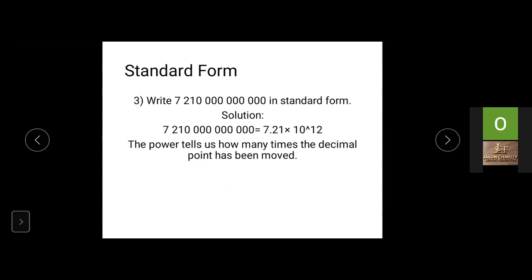Looking at 7,210,000,000,000 also, we imputed a decimal point after 7. And we know that zeros after the decimal point are not significant. So that's why we wrote it as 7.21 times 10 raised to the power of 12. Introducing the decimal point after 7, you then move it to the last digit, which is here. If you count how many times it moved, 1, 2, 3, 4, 5, 6, 7, 8, 9, 10, 11, 12. So that's what gives us our power. Do you understand?